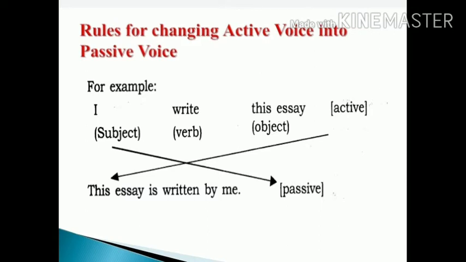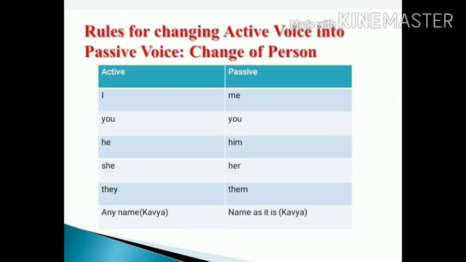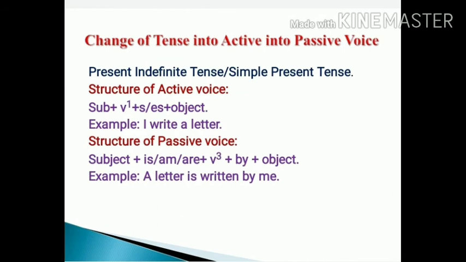Now we will discuss how we change the active voice into passive voice according to the tenses. But before this, I want to tell you how you change the person when you change the active voice into passive voice. When there is I in the active voice, you will change that into me, and you stays you. You will never change it. He into him, she into her, they into them, and if there is any name, that becomes unchanged.